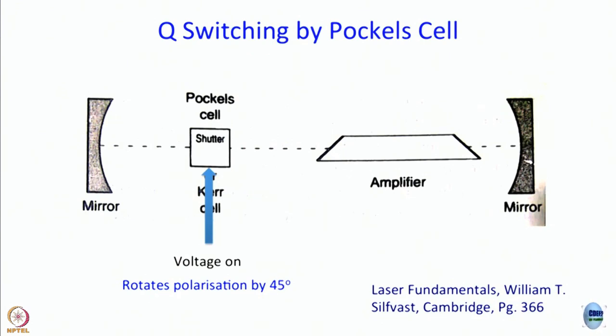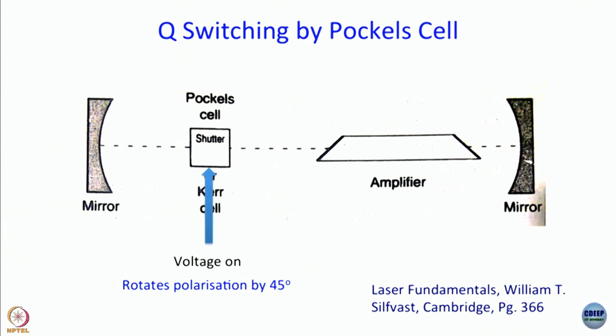So, it is no longer there. As long as the voltage is on, the cavity is not there, right? So, we have been able to satisfy the initial part in the scheme that we had drawn a little earlier, right? This is a high loss cavity and you can actually have controlled loss in this medium, maintain it as high loss and then start pumping.